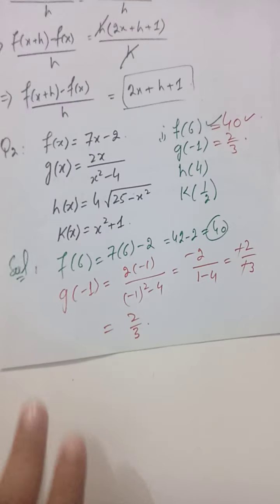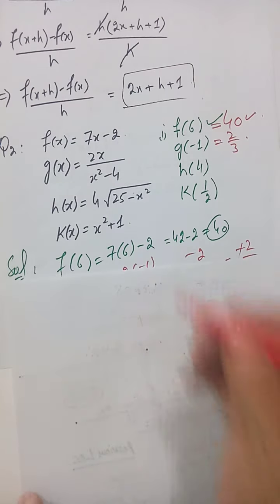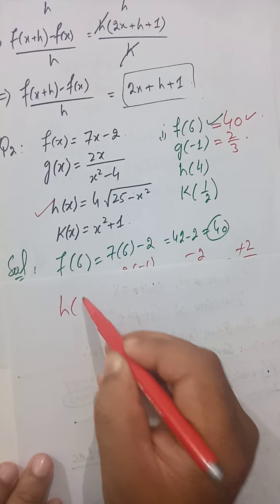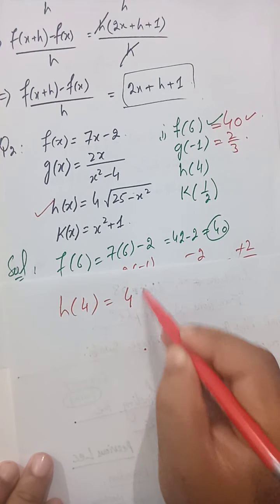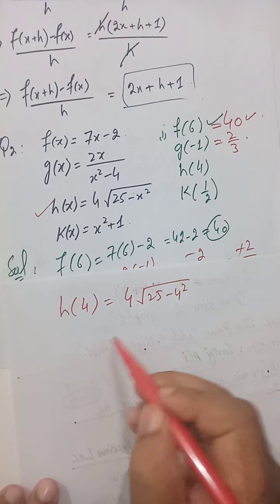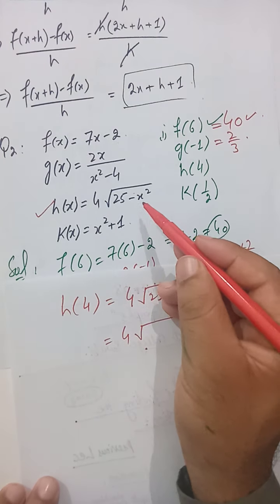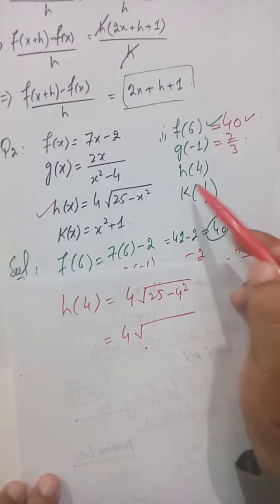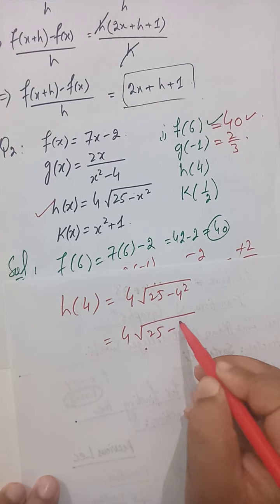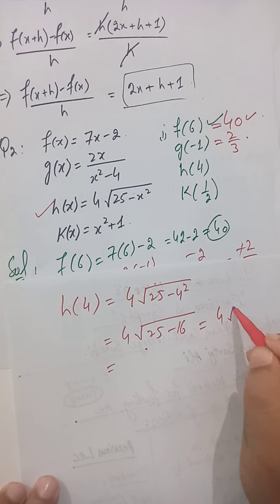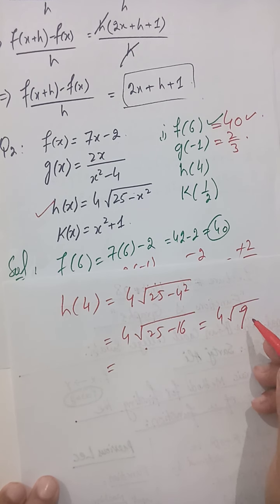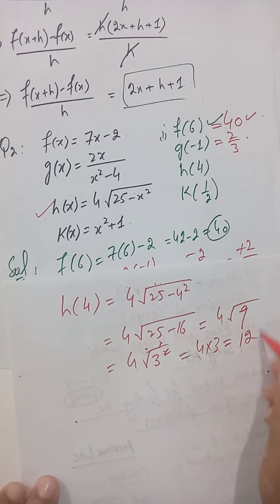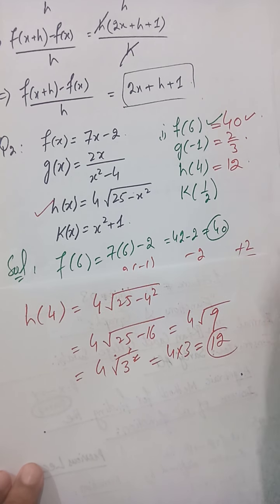Similarly, when you calculate the value of h of 4, this is your h of x. Replace x by 4. So you will get 4 times the square root of 25 minus 4 square. This 4 stays as it is, but replace just this x by 4, because you need to calculate h of 4. So this is 25 minus 16, which is equal to 4 into the square root of 9. 9 means 3 square, and 3 square is cancelled with the square root. So 4 multiplied by 3, you will get 12. So this value is equal to 12.